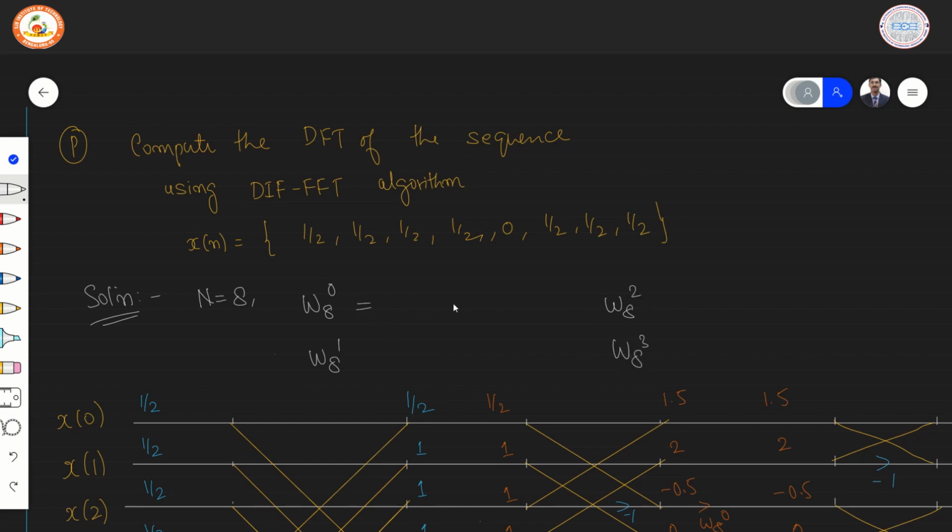And the values for these are: W8 to the power of 0 is +1, the next value is 0.707 minus j 0.707, the next value is minus j, and next we have minus 0.707 minus j 0.707. So after listing out the values of the twiddle factors, next we move on to the structure.